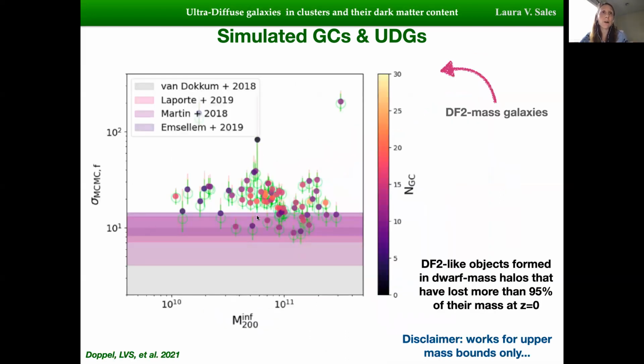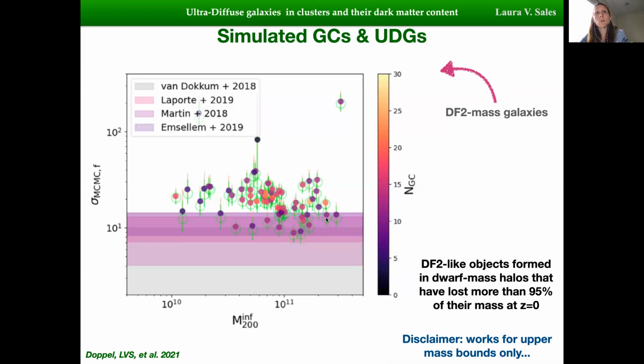Well, we selected all the objects in the stellar mass range of this particular dark matter free galaxy. Different shades here show different observational bounds on their sigma. And what we find is that some of our objects, these pinky points, seem to overlap with at least the upper end of the sigma estimates for DF2. These objects seem to have between 7 and 10 globular clusters, which is the number of globular clusters in DF2. And if this is correct, then DF2 had an initial infall mass of a few times 10 to the 11.